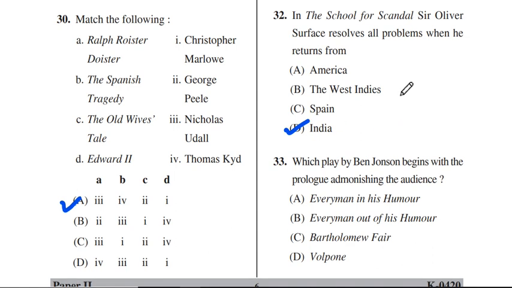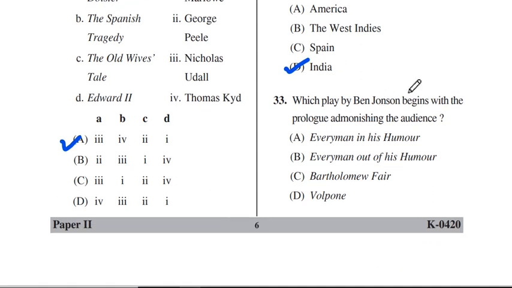And 33 now. Which play by Ben Jonson begins with a prologue admonishing the audience? This is the question number 33. Its answer is C. Bartholomew Fair.